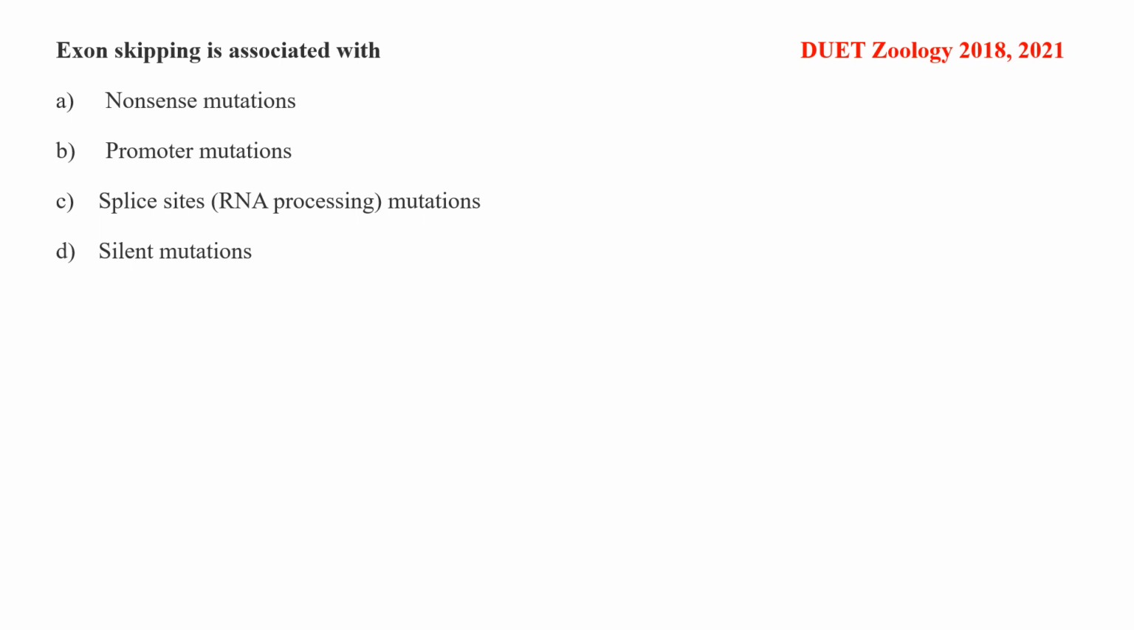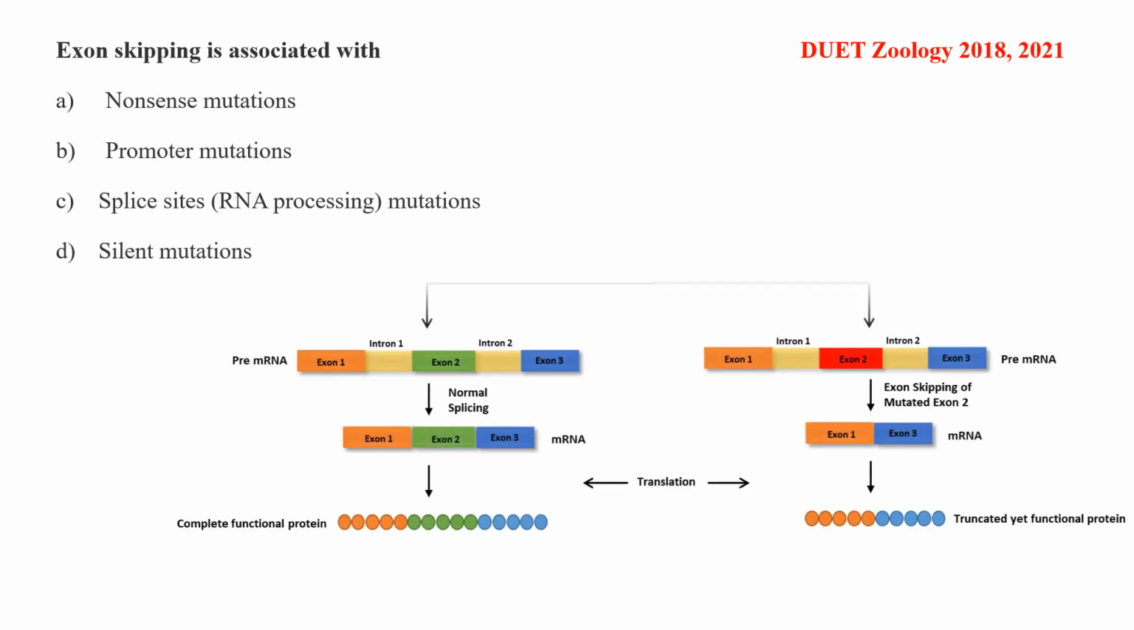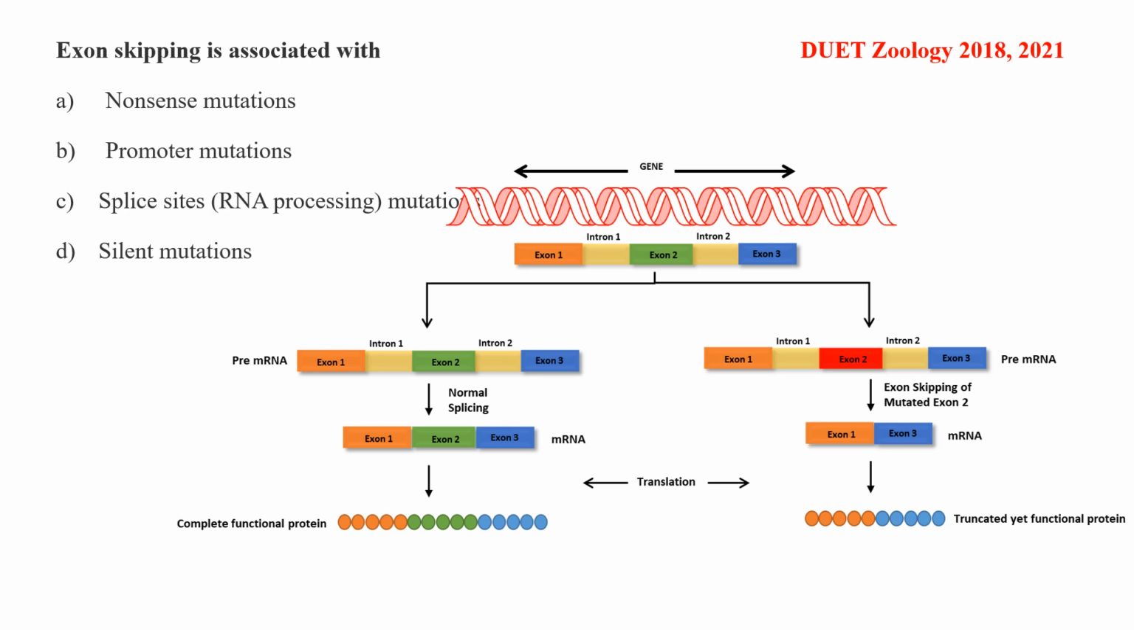Exon skipping is associated with nonsense mutation, promoter mutations, splice site mutations, or silent mutation. Before we answer, let's understand what is exon skipping. Basically, if you see in the given figure, we have taken an example of the dystrophin gene. This dystrophin protein is made because of the expression of various exons. So if all the exons are processed and translated, then the functional protein will be formed. Somehow, if some of the exon is missing, like in the other case on your right hand side, you can see exon 2 is missing.